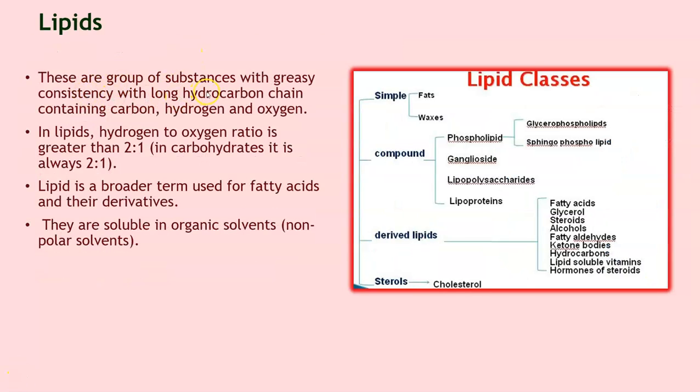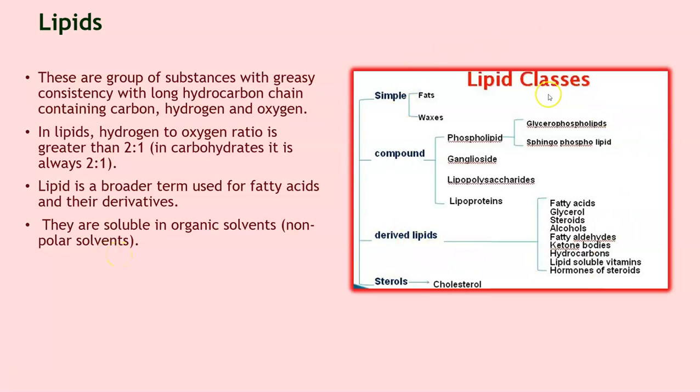Lipids: these are a group of substances with greasy consistency with long hydrocarbon chains containing carbon, hydrogen and oxygen. In lipids, the hydrogen to oxygen ratio is greater than 2:1, as in carbohydrates it is always 2:1. Lipid is a broader term used for fatty acids and their derivatives. They are soluble in organic solvents, also called non-polar solvents.